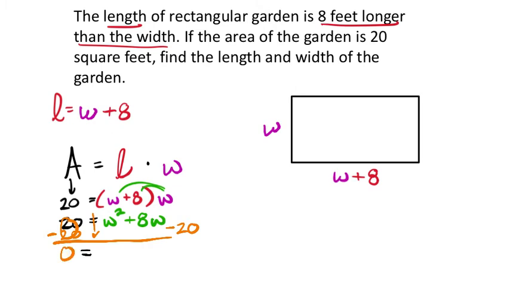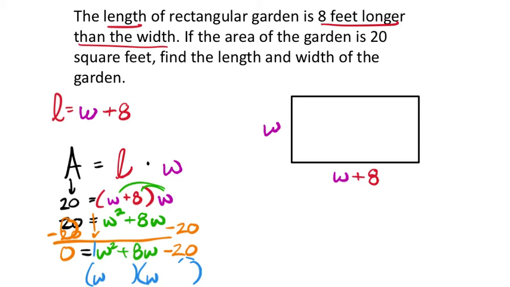Now I have the equation W squared plus 8W. Those are not like terms that I can combine, and I can't combine either of those with my negative 20. So this is my equation right here that I need to now solve. I see that my coefficient of W squared is 1, so I know I can split this up into two binomials. I just have to figure out what two factors of negative 20 add up to positive 8.